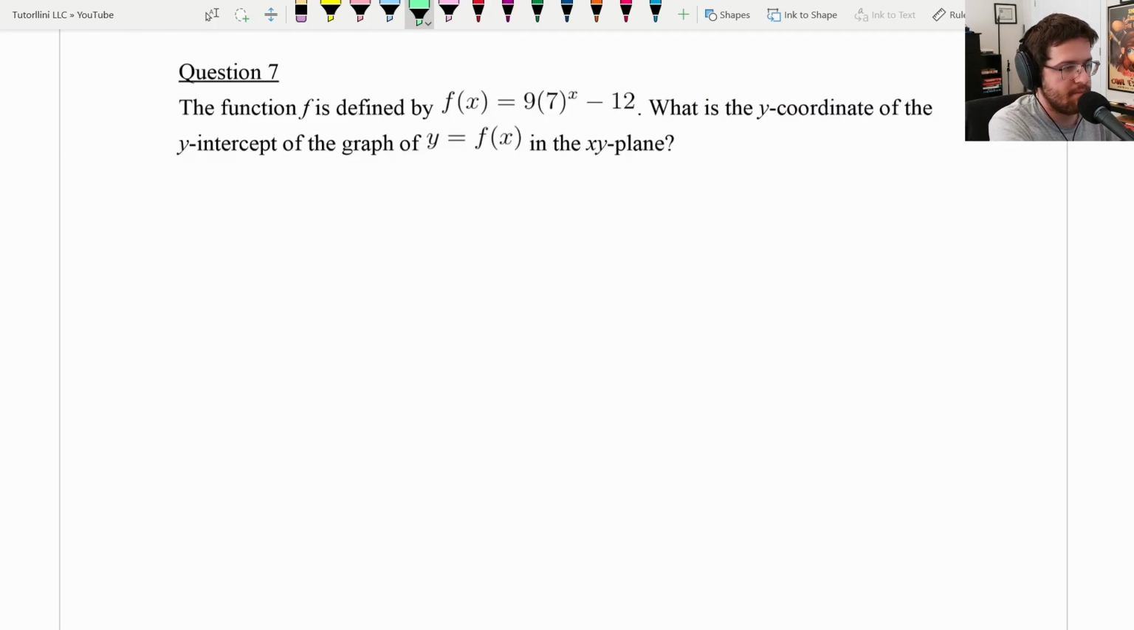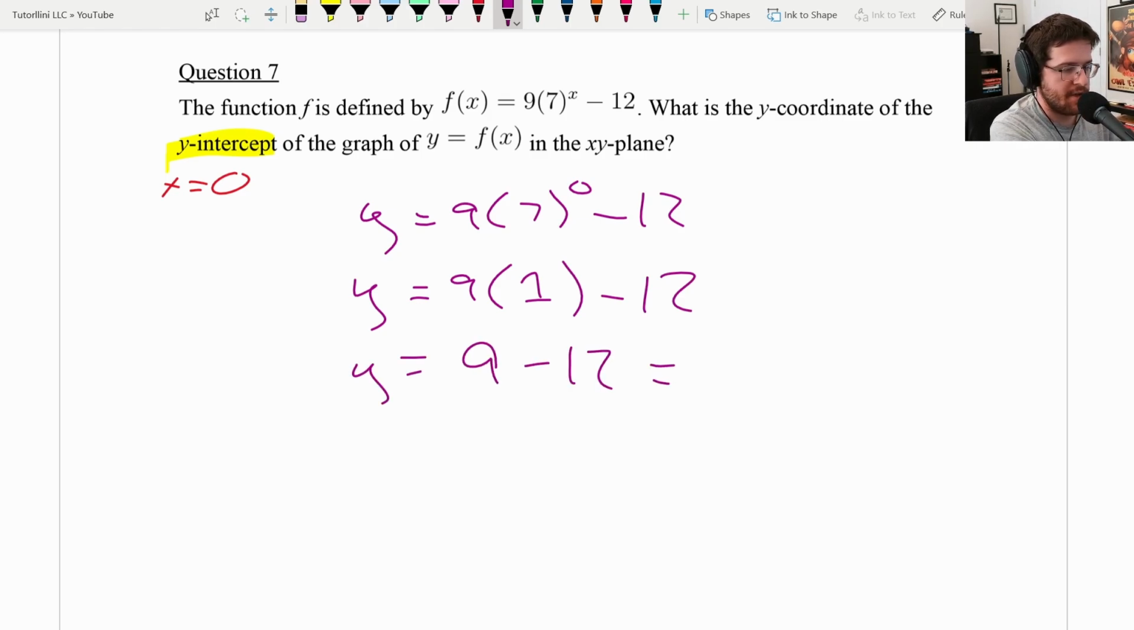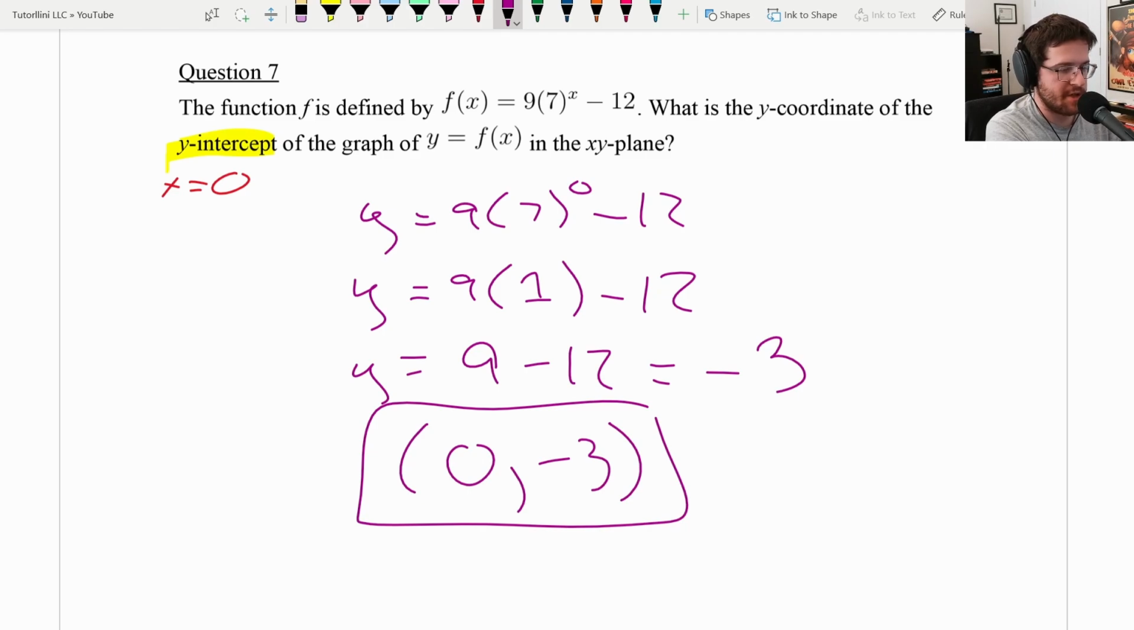Okay, question 7. So, to find the y-intercept, we always just set x equal to 0. So let's do that. So we have y equals 9 times 7 to the 0 minus 12. 7 to the 0 is just 1. And 9 times 1 is 9. So the y-coordinate is 9 minus 12, which is negative 3. So the y-intercept is 0, negative 3. But for the answer to the question, since they just wanted the y-coordinate, we would just say negative 3.